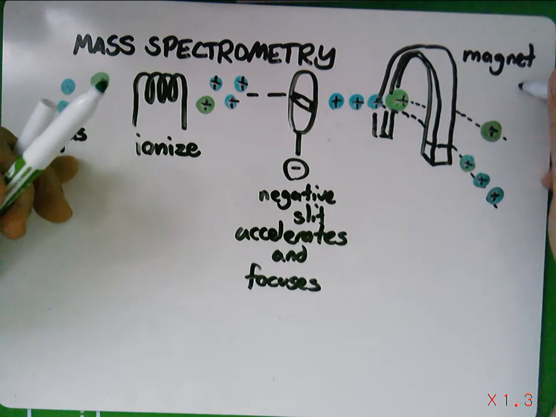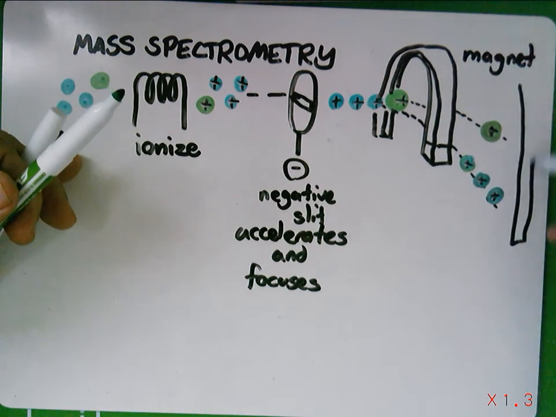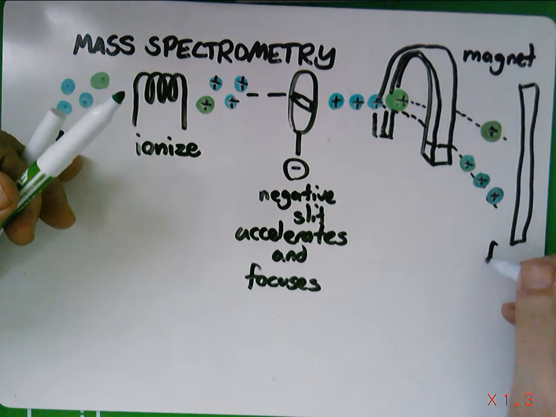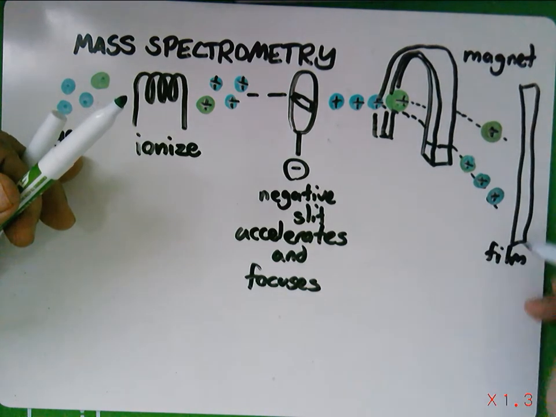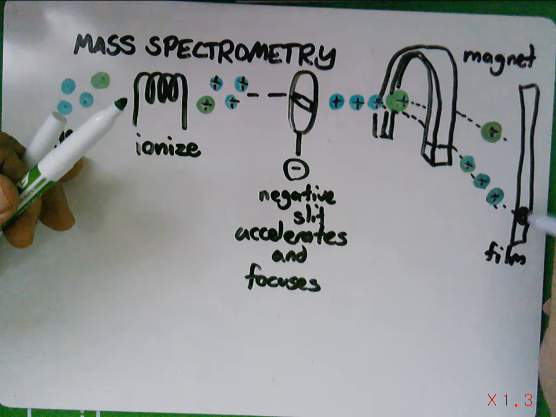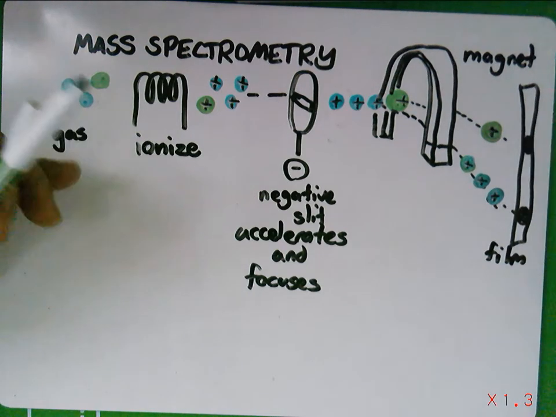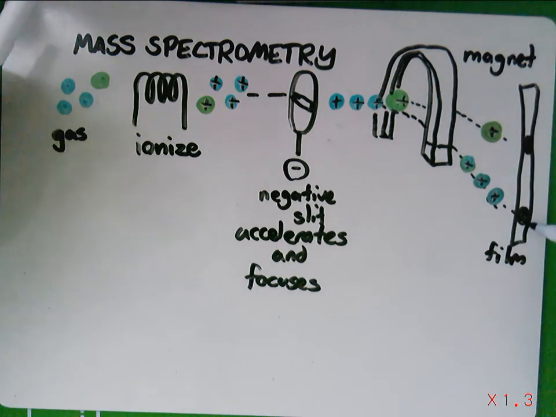And then finally over here what we can have is a strip of film or something, a detector in modern instruments. And these things are going to hit the film in different places. And they're going to expose the film. And the darker the film is, the more ions of this type are.